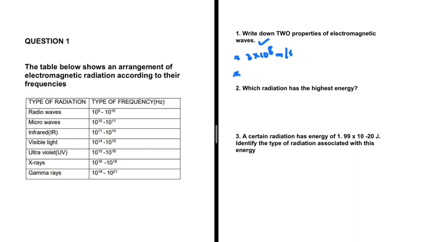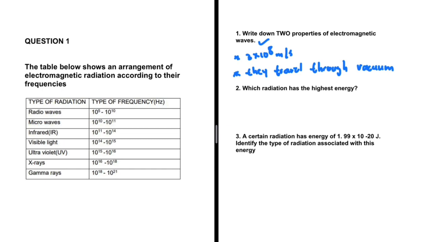Apart from that, we know that they can travel through vacuum. They don't need a medium to propagate. So that's another property of electromagnetic waves. They travel through vacuum. So those are just some of the properties of electromagnetic waves. Let's go ahead and take a look at the second question.